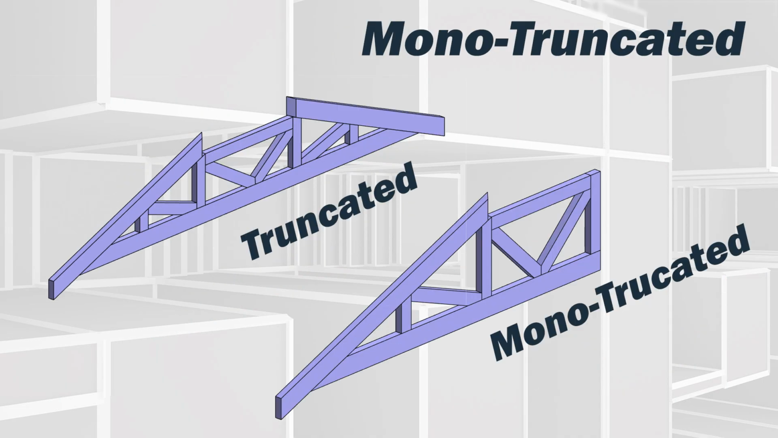Primary trusses can be either truncated or monotruncated. A truncated truss means that the top portion has been cut off, as seen in this image. A monotruncated truss means that it only has a slope on one side. Of course, we will see how to use these types in the following videos.